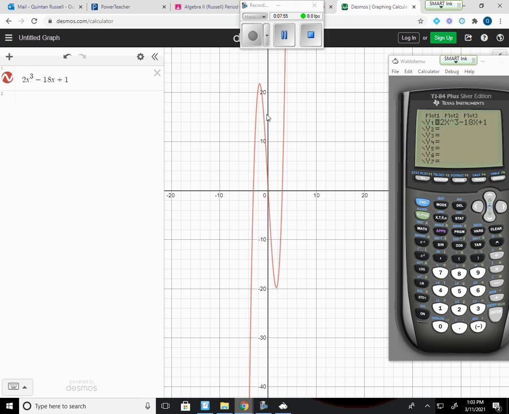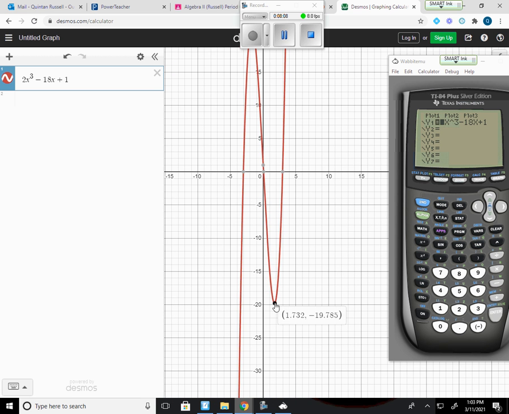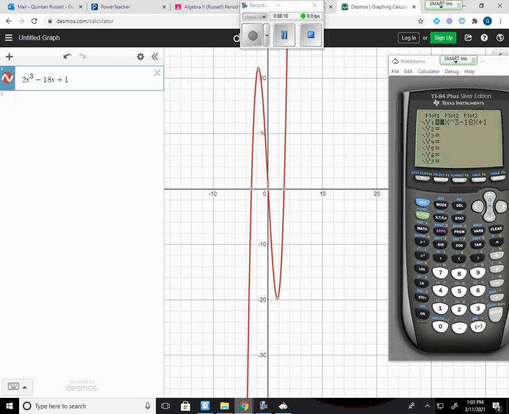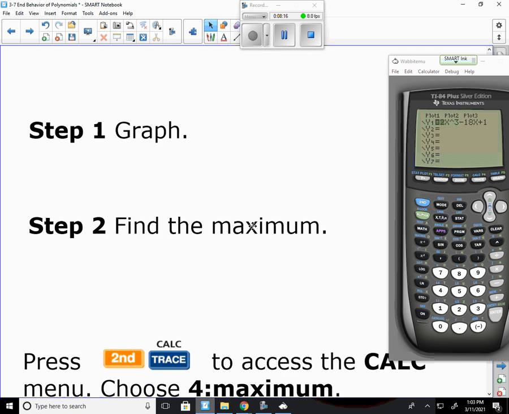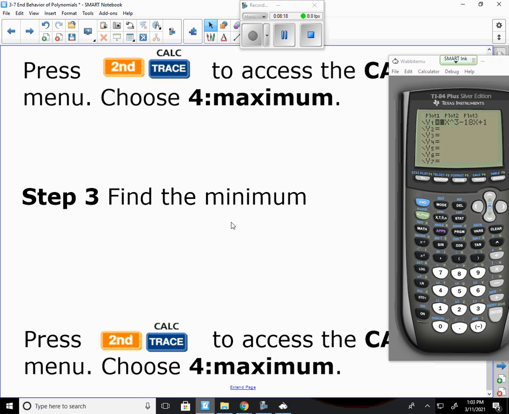And now as I go to find a min and a max, you see it actually puts a point directly on it. So my max would be at -1.732, and my min would be at 1.732, which is exactly what we just found using the calculator. So 2 different ways to do it, both on Desmos and on the calculator. Should be very easy to find your max and min.